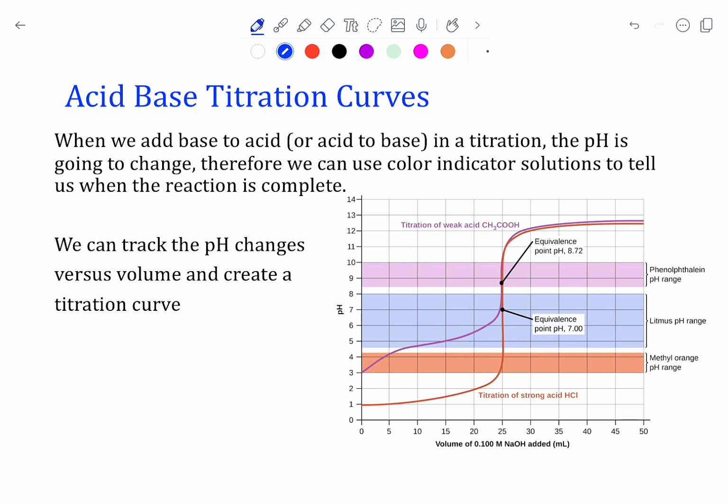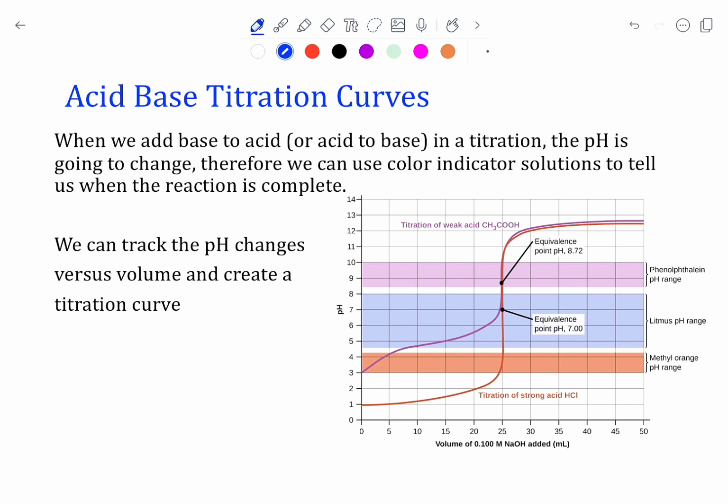These indicator solutions will change color as the pH changes, either from acidic to basic, or from basic to acidic, depending on what we're titrating. So different indicators have different changes in color depending on the pH where we would expect that acid-base reaction to occur.